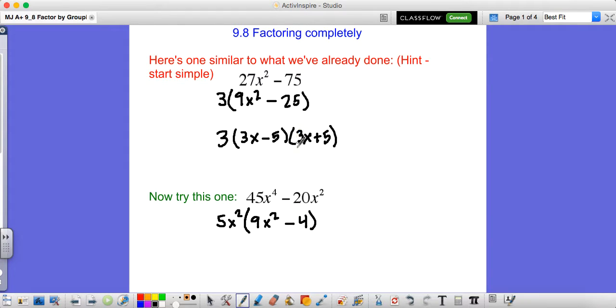Now, similar to what we had above, 9x squared minus 4, 9x squared is a perfect square, which we actually already just saw, and 4 is a perfect square. So we can use the difference of squares method again to factor 9x squared minus 4 into 3x minus 2 times 3x plus 2. And remember, the order of these things doesn't matter. You could have 5x squared times 3x plus 2 times 3x minus 2. That's totally fine. Multiplication is commutative. But at this point, this entire expression is factored completely.